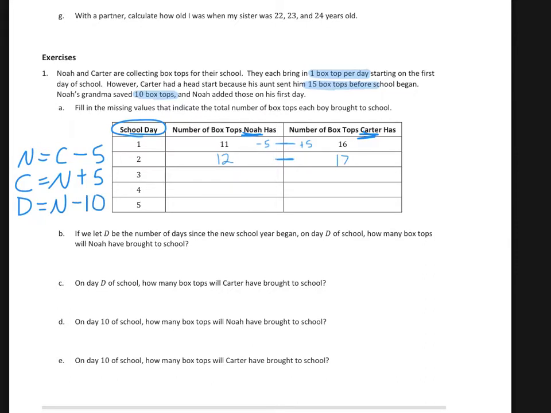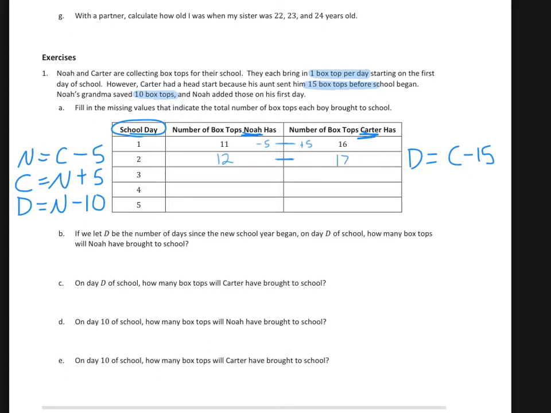And then on the other side, what if I only had Carter's amount? I'm going to do that over here. So I have Carter's amount. Well, how does that connect? How does 16 connect to 1, 17 to 2, 18 to 3, 19 to 4, and 20 to 5? Right, you're taking away 15, because that's the amount he started with. Okay, so now I've pretty much found all my relationships.